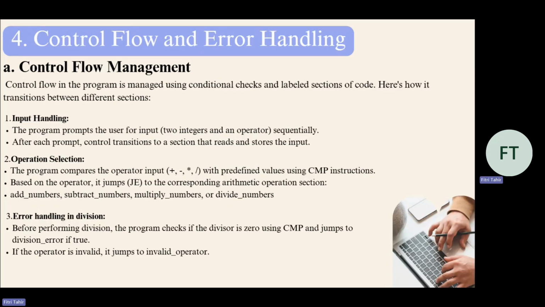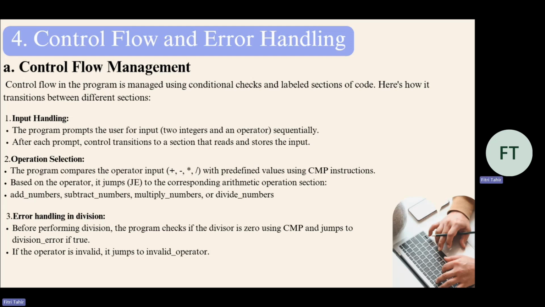Control flow and error handling. Control flow management: control flow in the program is managed using conditional checks and labeled sections of code. Here is how it transitions between different sections. 1. Input handling. The program prompts the user for input, two integers and an operator, sequentially. After each prompt, control transitions to a section that reads and stores the input.